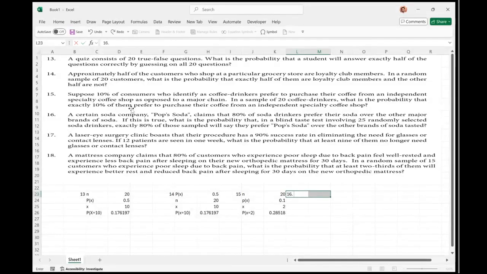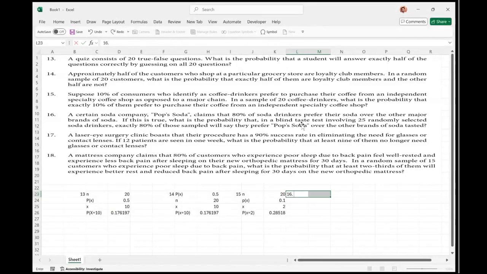In question 16, a certain soda company, Pop Soda, claims that 80% of soda drinkers prefer their soda over the other major brands of soda. If this is true, what is the probability that in a blind taste test involving 25 randomly selected soda drinkers, exactly 80% of the sample will say that they prefer the Pop Soda over the other brands of soda.